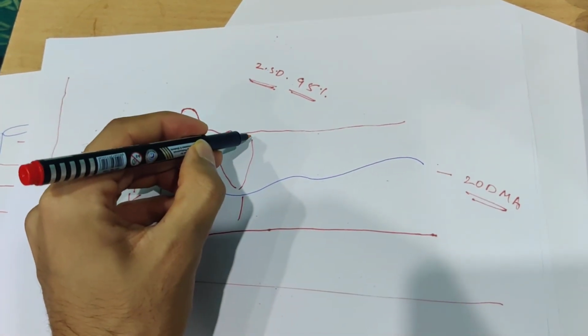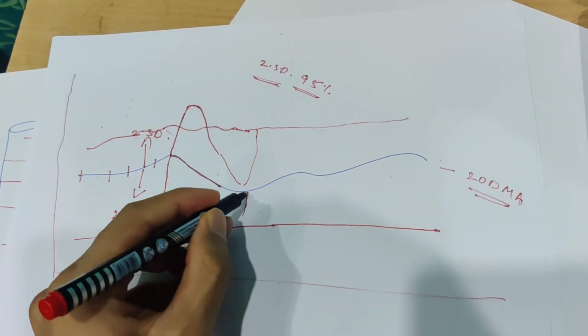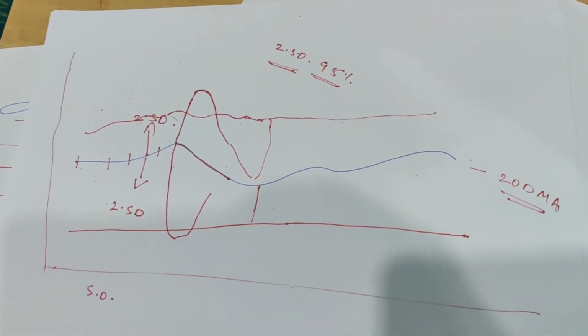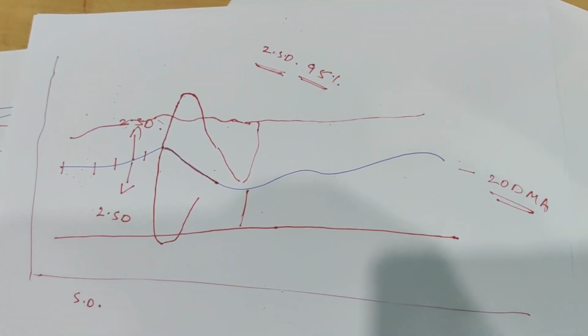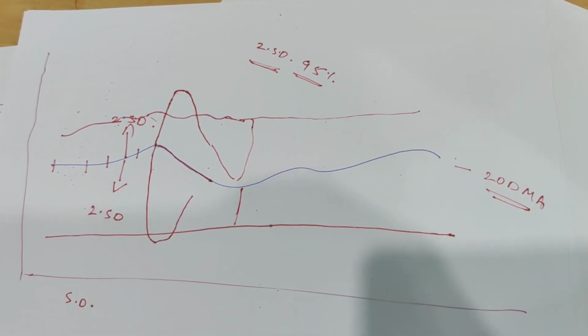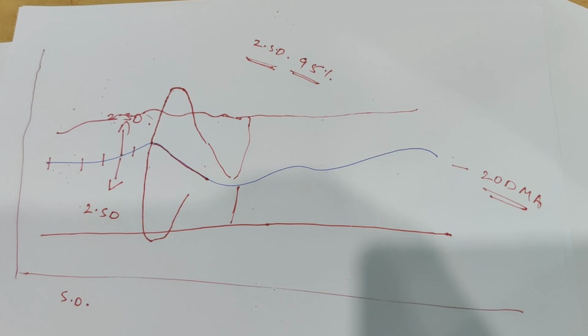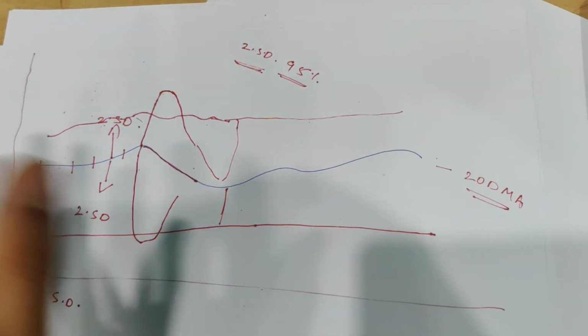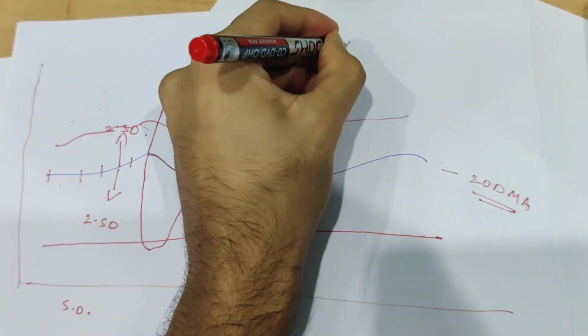If the price is near the upper band or the lower band, most of the time price does come back to the 20-day moving average, which many people use in combination with different indicators to trade in the market. So this is just a simple explanation of Bollinger Bands.